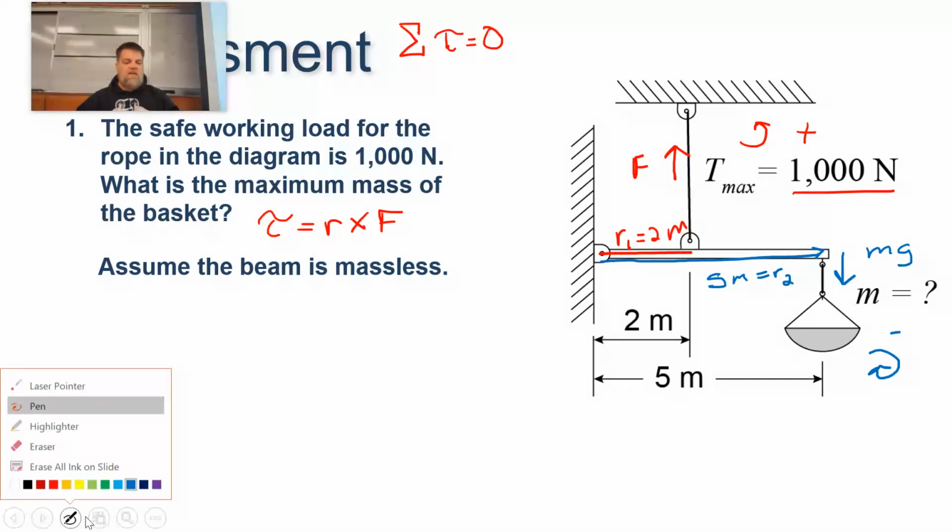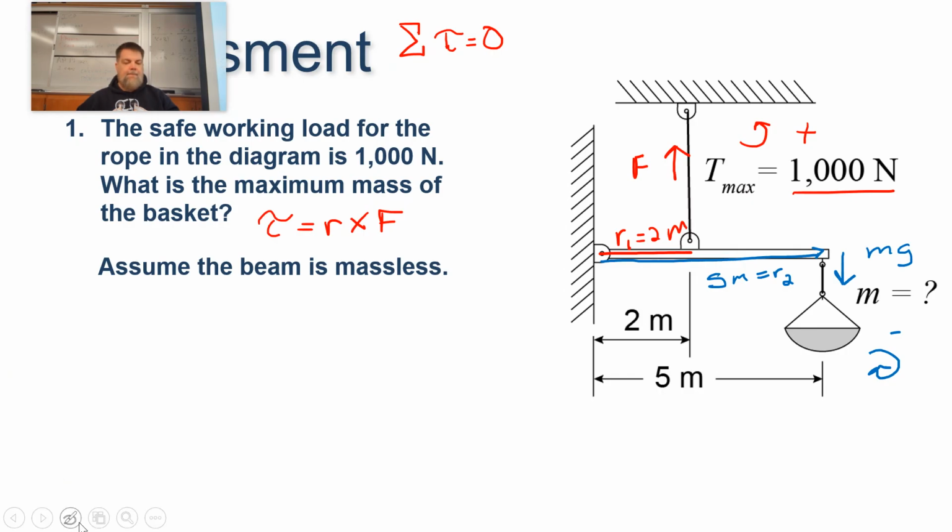So if I were to write this out, I would say plus R1 times the tension force, right? So this is my torque, and it's positive. Then the next torque would be negative, and that would be R2 times mg, right? And that whole thing has to equal 0.